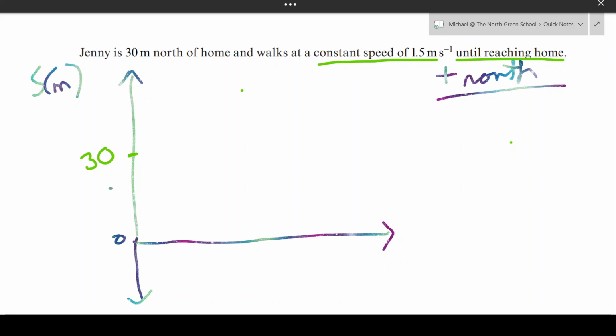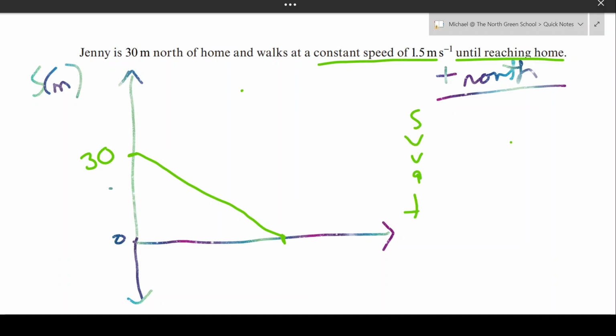And if she reaches home, what does that mean? Home, we said, is zero displacement. We're measuring from home. So you're back home. That means you're 0 meters away from your home. So she needs to come back somewhere here after some time. So she's starting at 30 and she's heading back home. Constant speed means the gradient should be constant. So a straight line. Draw a straight line until she reaches home, something like that. And then we need to figure out how long it takes her to get home.